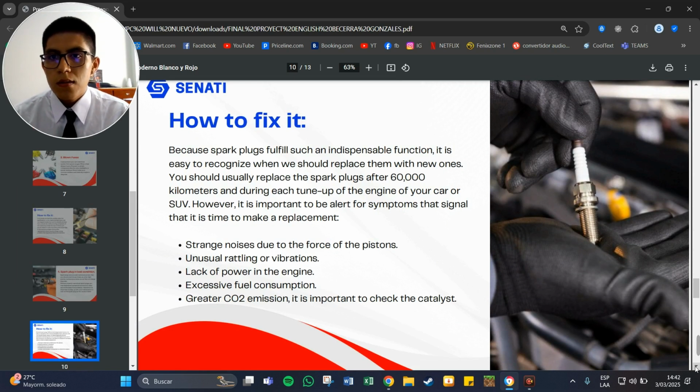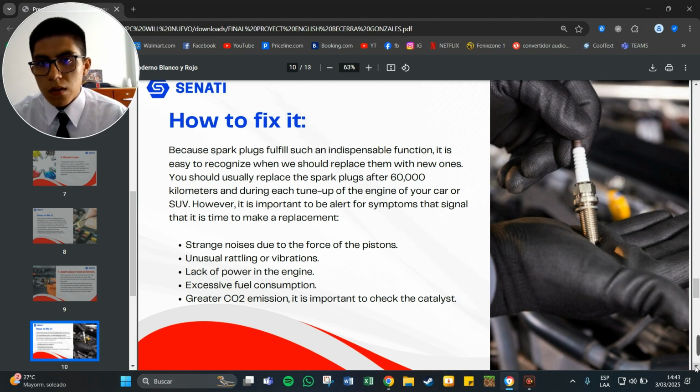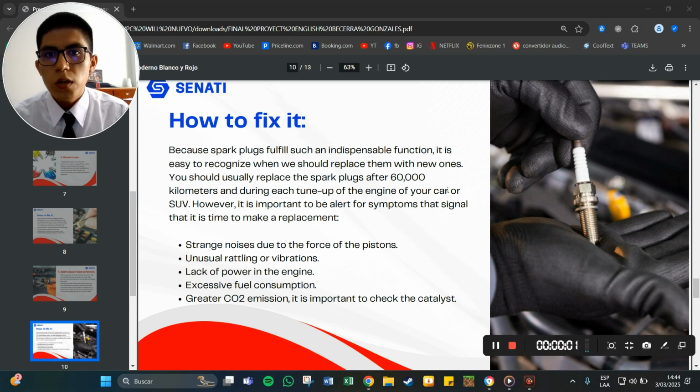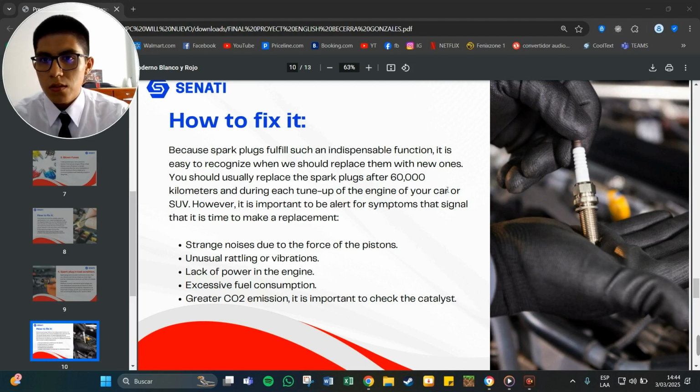How to fix it? Because spark plugs fulfill such an indispensable function, it is easy to recognize when we should replace them with new ones. You should usually replace the spark plugs after 60,000 kilometers and during each tune-up of the engine of your car or SUV.